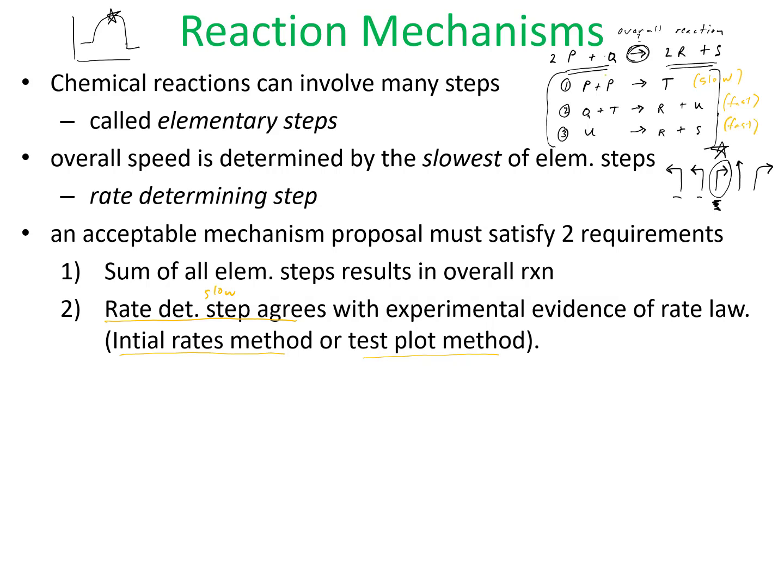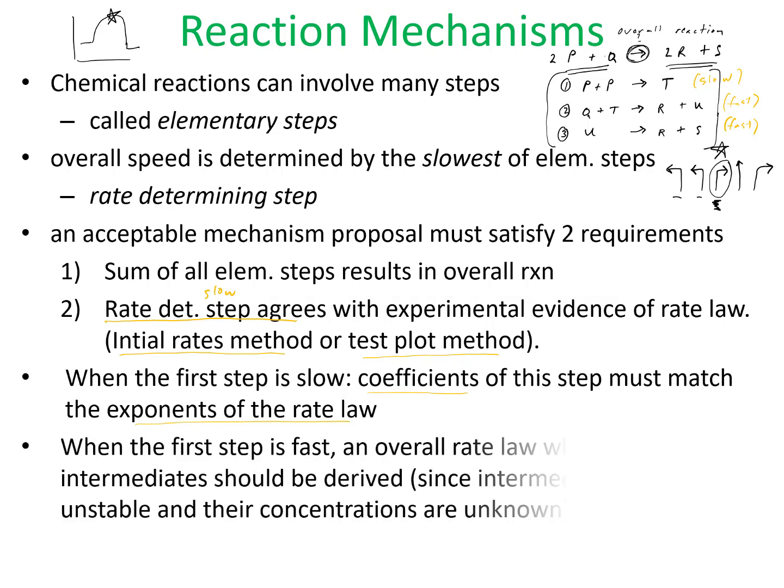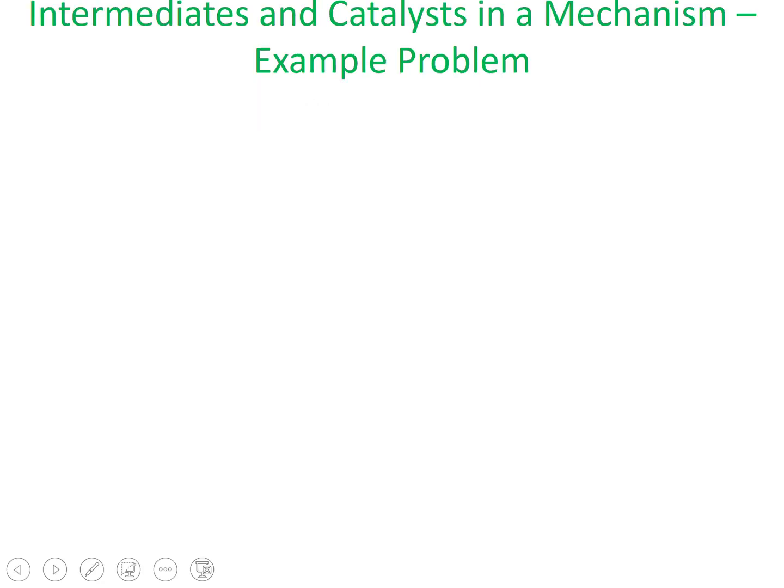What this is saying is when the first step is slow, the coefficients of this step must match the exponents of the rate law. I think this is better explained with some examples later, so we're going to get to those in a second. When the first step is fast, it's done a little bit differently, and the overall rate law, which cancels out intermediates, should be derived. And again, these two bullet points are better shown with a couple examples. So let's get to those examples.